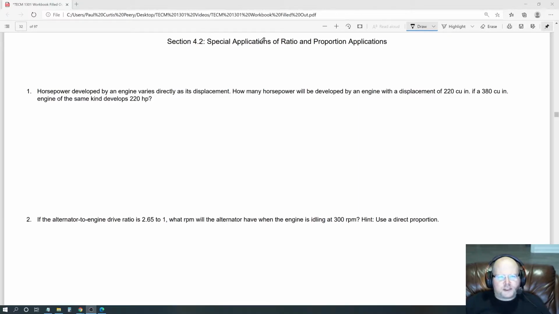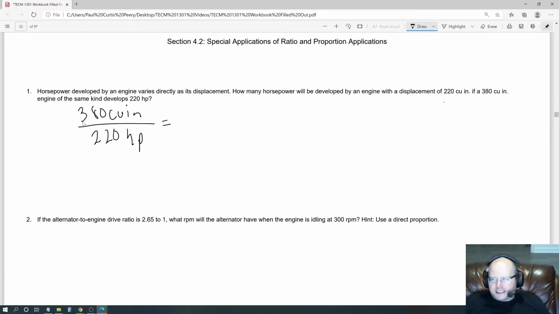Section 4.2, special applications of ratio and proportion applications. Horsepower developed by an engine varies directly as its displacement. How many horsepower will be developed by an engine with a displacement of 220 cubic inches if 380 cubic inches engine of the same kind develops 220 horsepower? Okay, so for every 380 cubic inches, we end up with 220 horsepower.